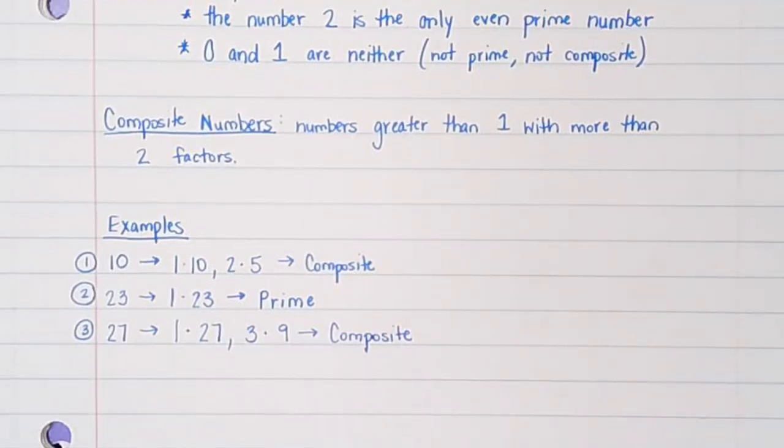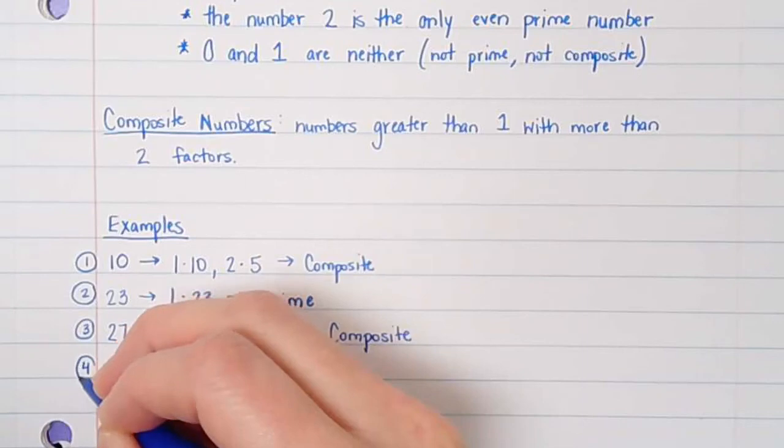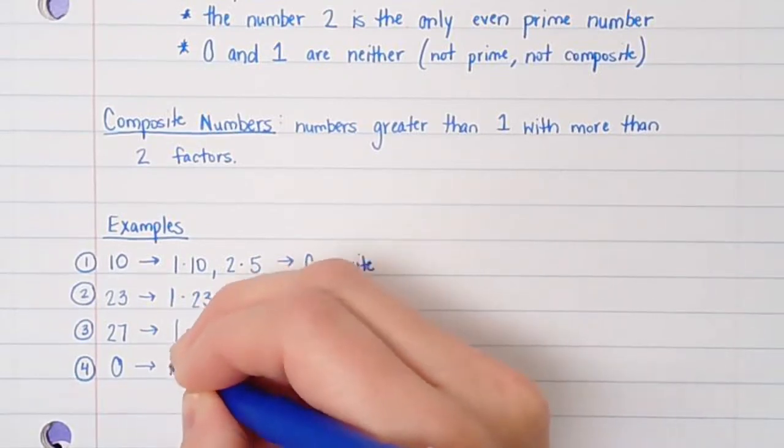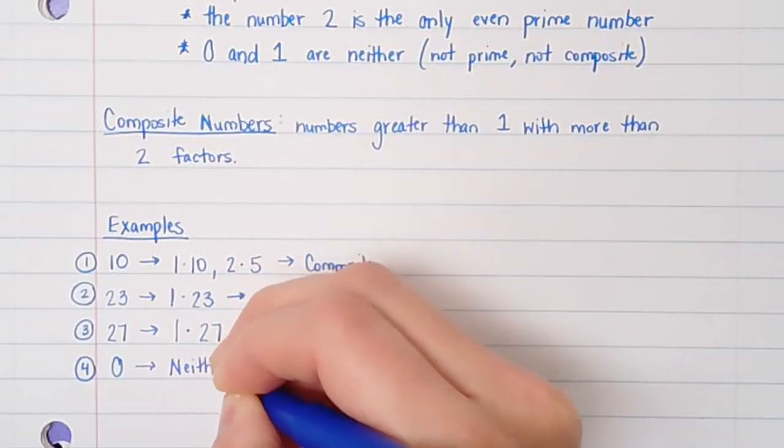Okay? Let's try another one. 0. Alright, well, what gives me 0? Well, 0 times 0, and then a million other things give me 0. But since they're not two unique factors, this is going to fall into the neither category. Remember, 0 and 1 are the only two that fall into that category of being neither. Alright, one more.